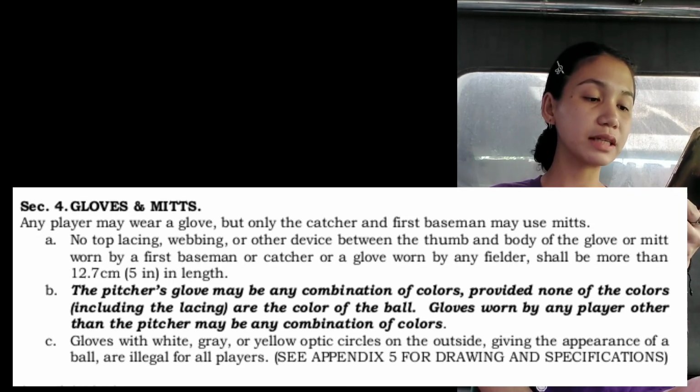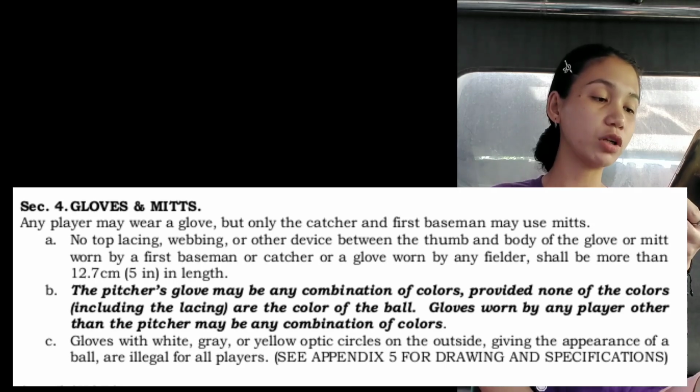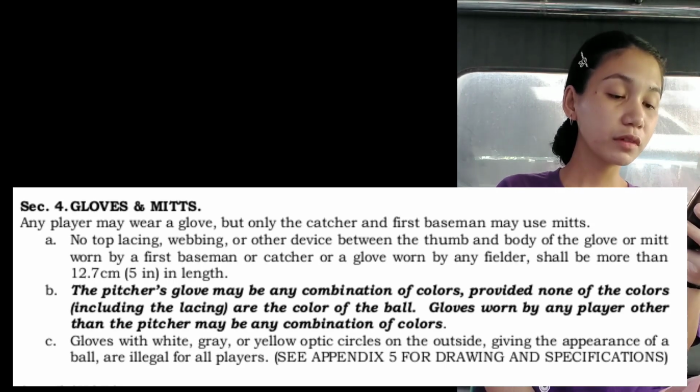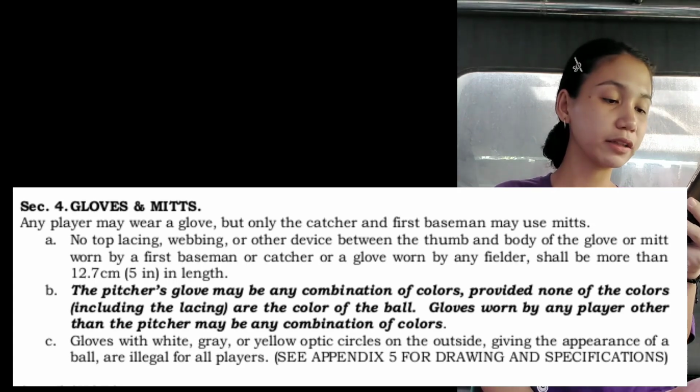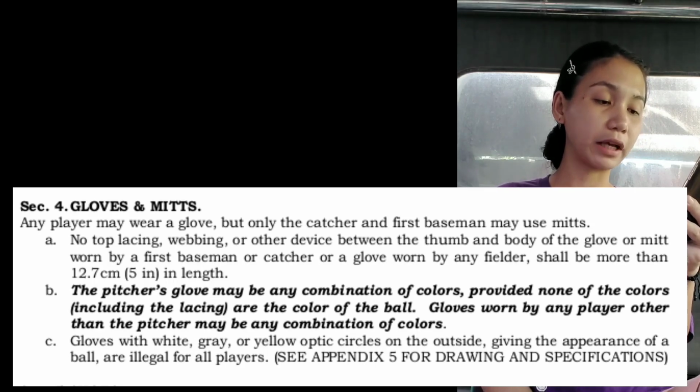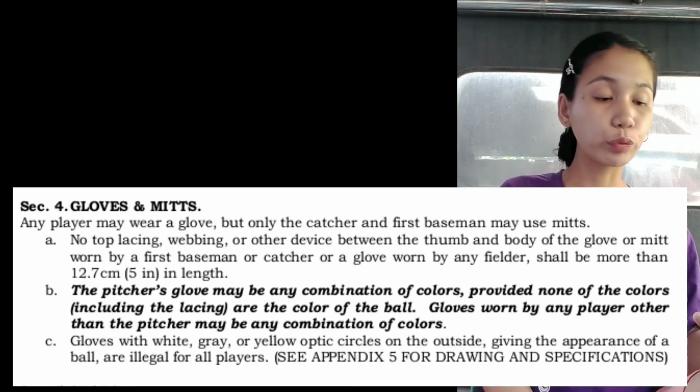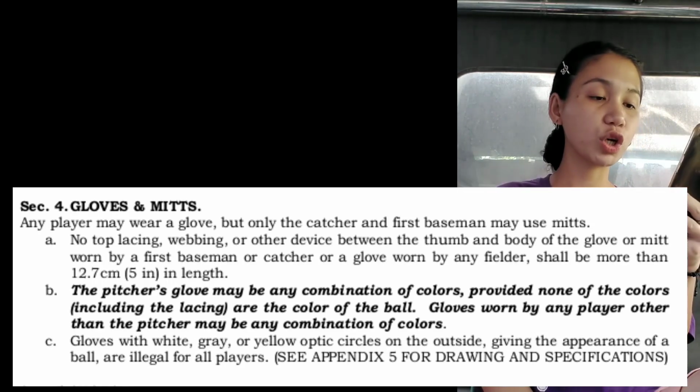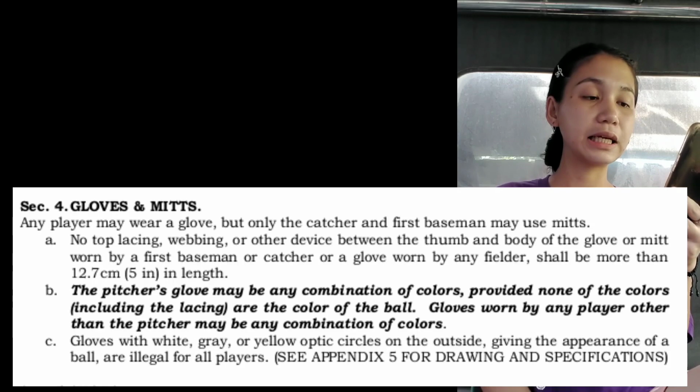B, the pitcher's glove may be any combination of colors provided none of the colors, including the lacing, is the color of the ball. Gloves worn by any player other than the pitcher may be any combination of colors. C, gloves with white, gray, or yellow optic circles on the outside giving the appearance of the ball are illegal for all players. So that is rule number 3, section 4, gloves and mitts.